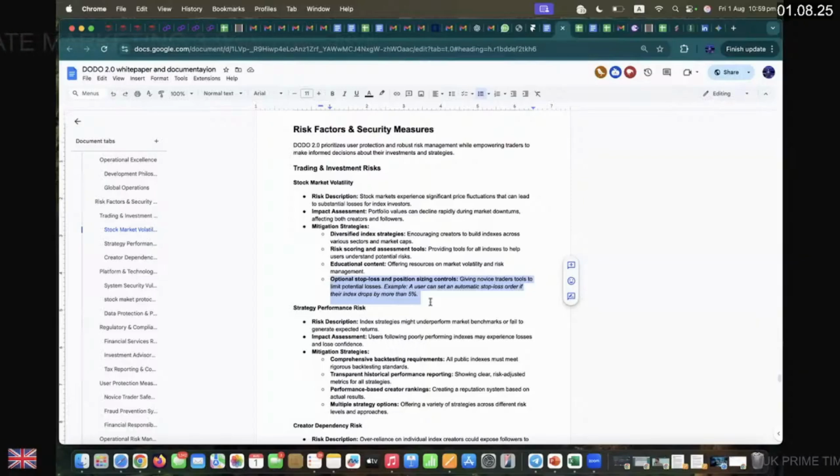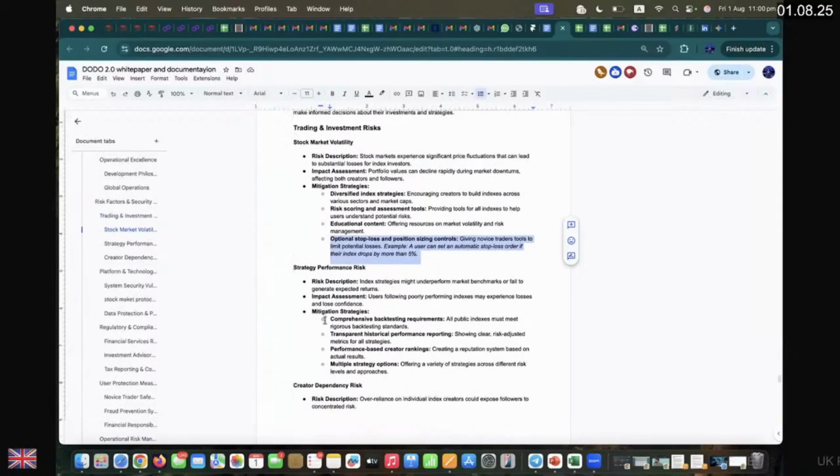So we are going very much in depth with mitigation of risk and market volatility, and saving you and securing you as an investor against the market volatility.